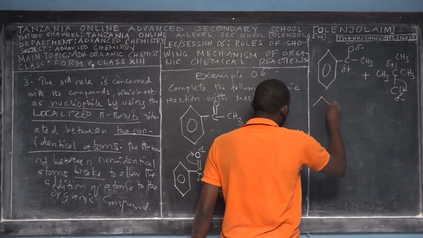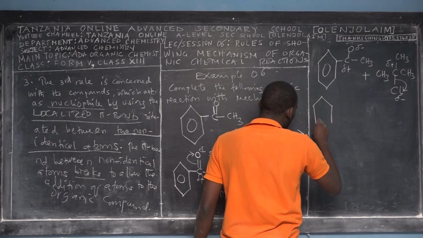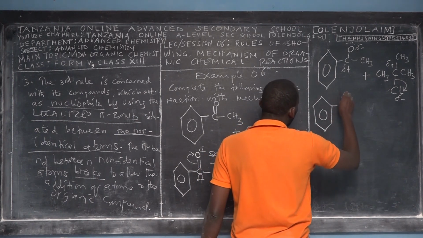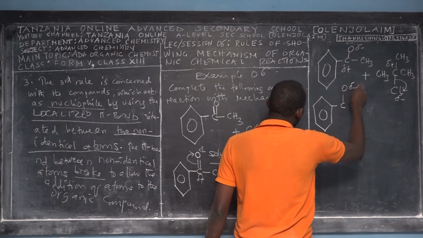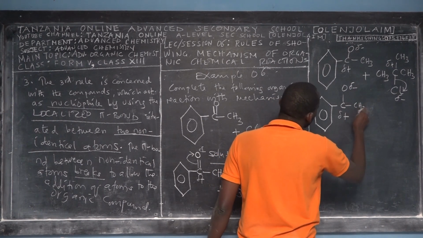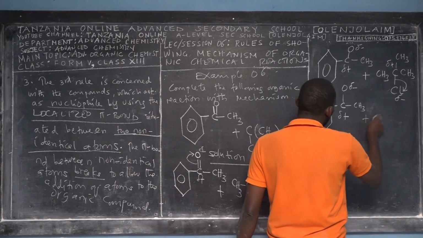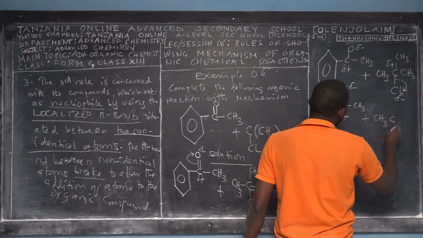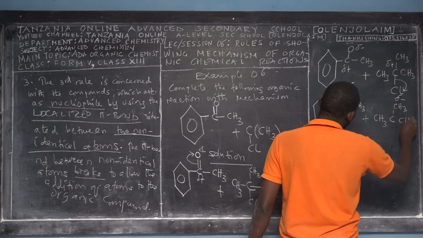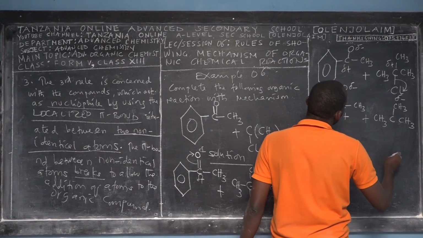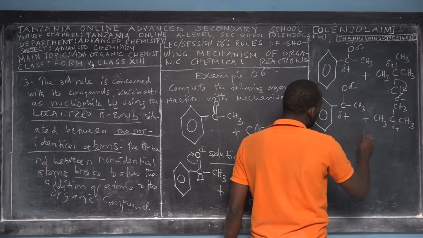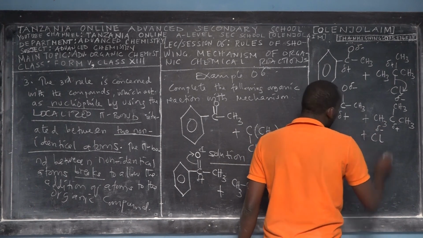So this is benzene, right? Here we have carbon, and here we have oxygen. This is partially negative, this is partially positive. This is CH3. Here you have CH3, carbon, CH3, and CH3. Partially positive, plus chlorine, partially negative.